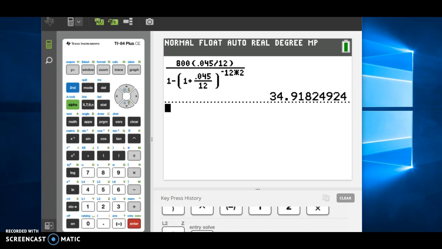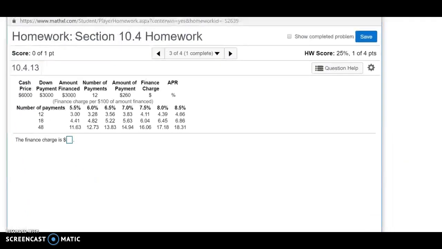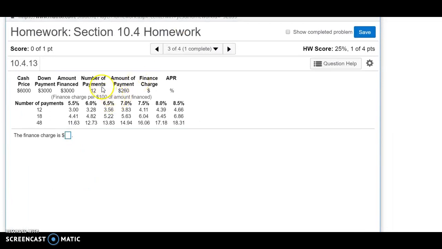Okay, let's look at another example. Let's see if I can get my mouse to work. There we go. Okay, in this example from the section 10.4 homework, it asks us to find the finance charge, and then it's going to ask us to calculate the APR. There is another video on calculating APR, so please make sure you watch that one as well if you are struggling with this concept. Okay, so let's find the finance charge.